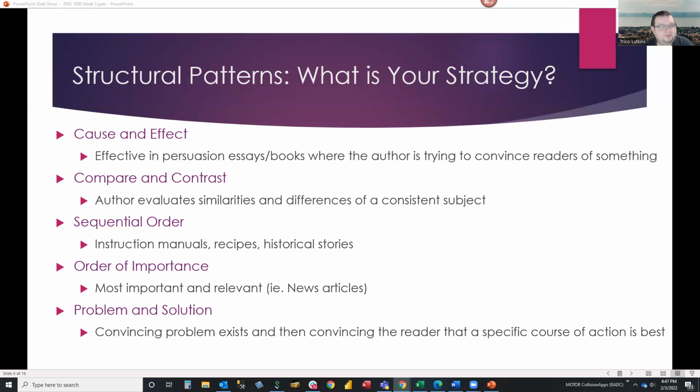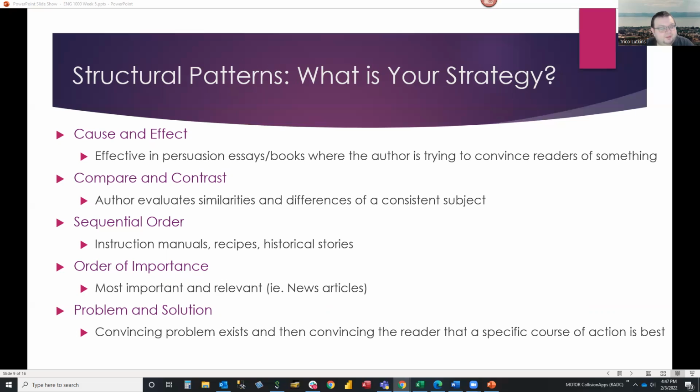because you don't want to start with, you know, the Second World War ended in 1945. It began in 1939. That's way out of order. So historical stories you want to have in sequential order, or in order of time.